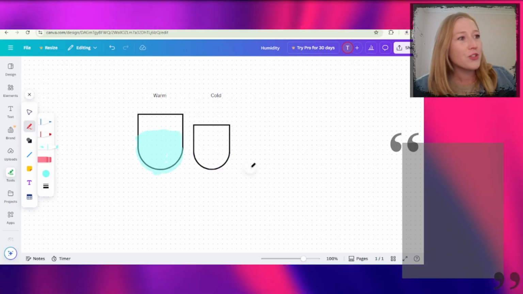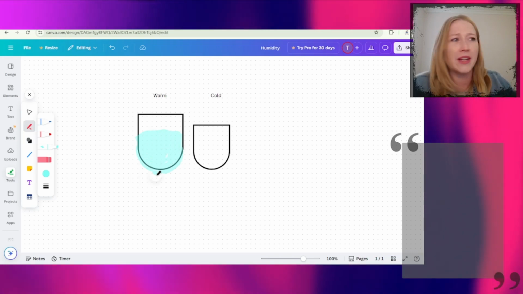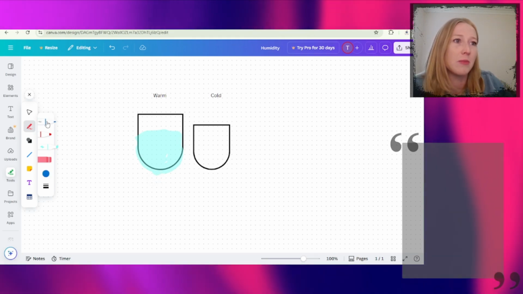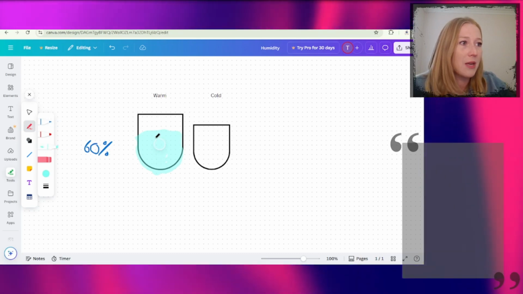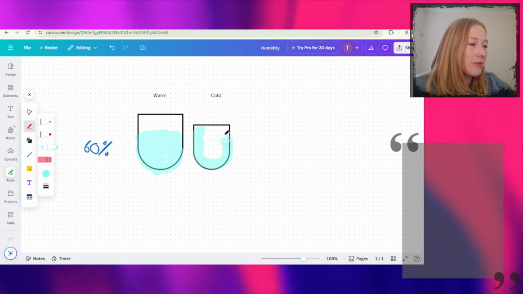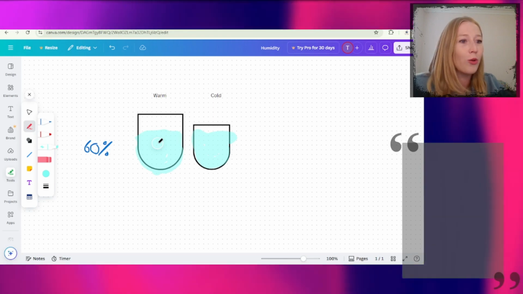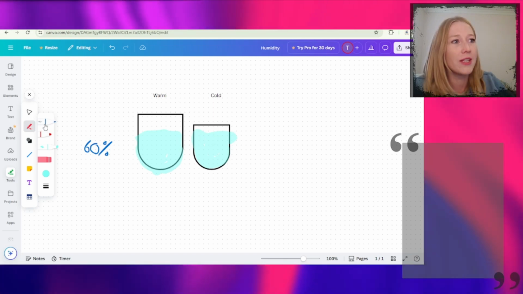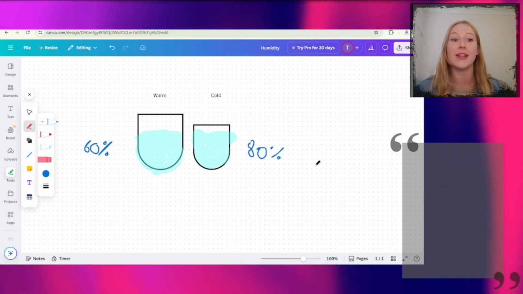There we go. So there we can see, if we filled up this glass like this, I would say that's about 2/3 full. Let's say 60%. There's still space for more. If we take that same amount of water, more or less, and fill it up in here, in the cold glass, we can see that it looks more full. So let's estimate this, let's say this is 80%. Okay, that is about 80% full.